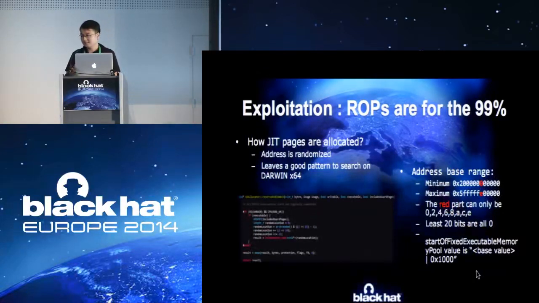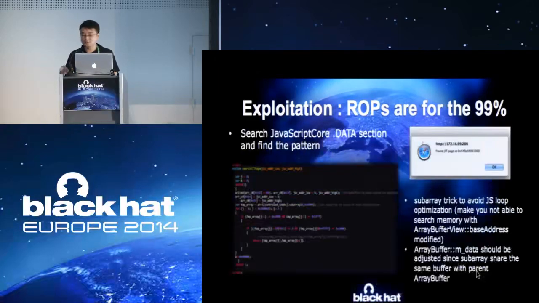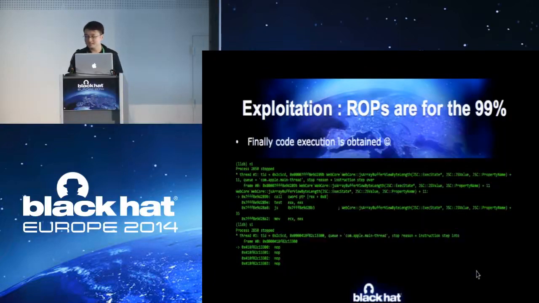And the red part here can only be an even value, which can only be 0, 2, 4, 6, 8, A, C, E, which means it can be divided by 2. So with that pattern, we can do a JavaScript search of that memory so that finally we can find that JIT page without any problem. After that, we can get code execution.